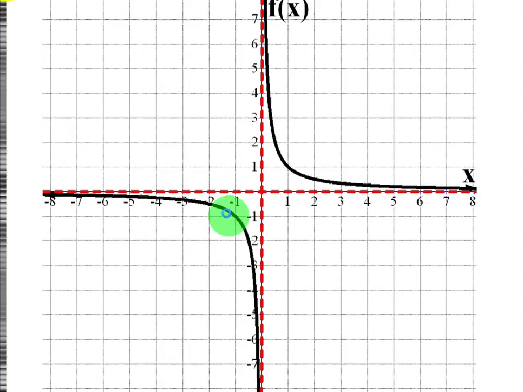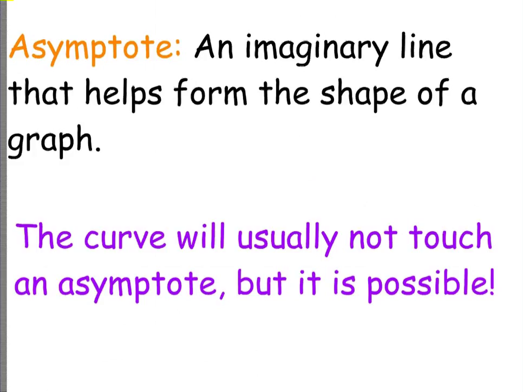Okay? I will go ahead and tell you there's a common misconception that a graph cannot cross through an asymptote. That's 99% true. Sometimes it actually does cross. The key to an asymptote is that it helps form the shape of the graph. Yes, it still is an asymptote. So the definition we want to focus on is it's an imaginary line that helps form the shape of a graph. The curve will usually not touch an asymptote, but it is possible. Like I said, maybe 1% of the time. I don't know if I have an example on this particular lesson. Yes, I do actually. I do have an example where it actually touches.